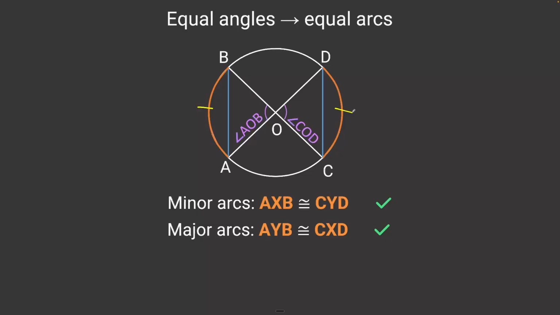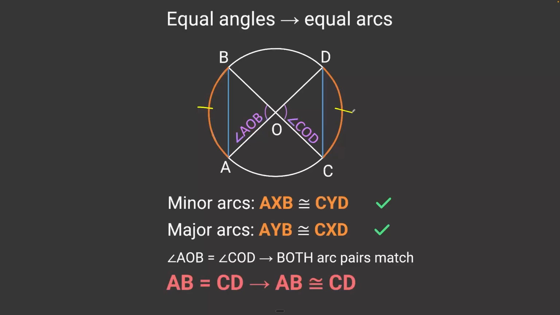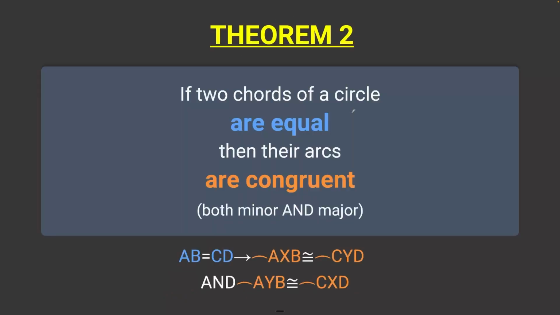Both will be true. So angle AOB is equal to angle COD. Both arc pairs will match. So the central angle being equal is what makes the arcs also equal. So if AB equals CD, this also implies arc AB will be equal to arc CD. So that brings us to theorem 2. If two chords of a circle are equal, then their arcs are congruent. If AB equals CD, then arc AXB is congruent to arc CYD and arc AYB is congruent to arc CXD.